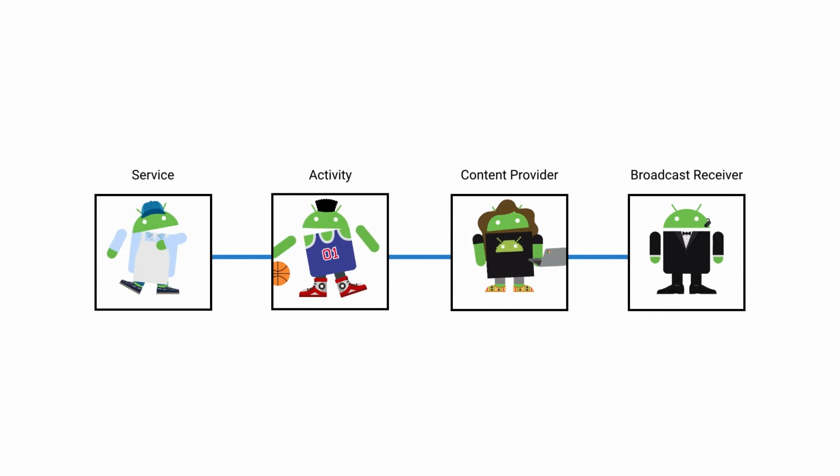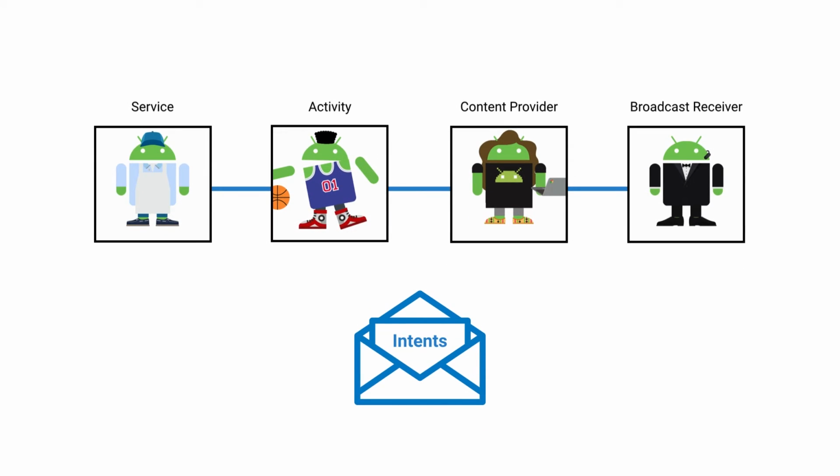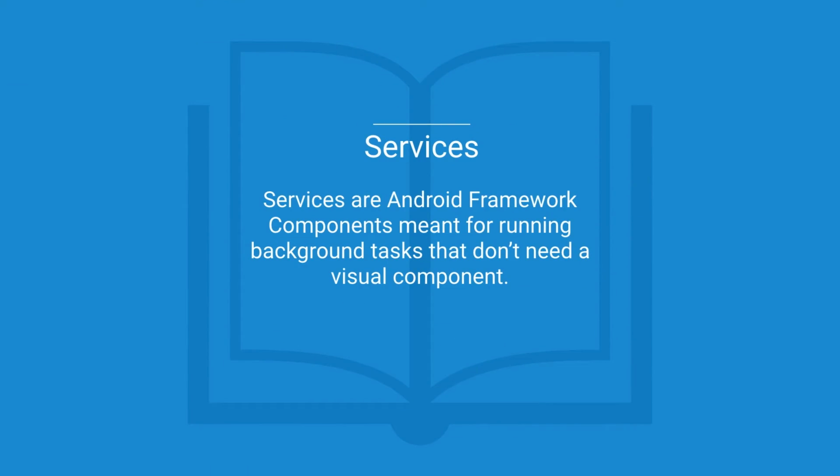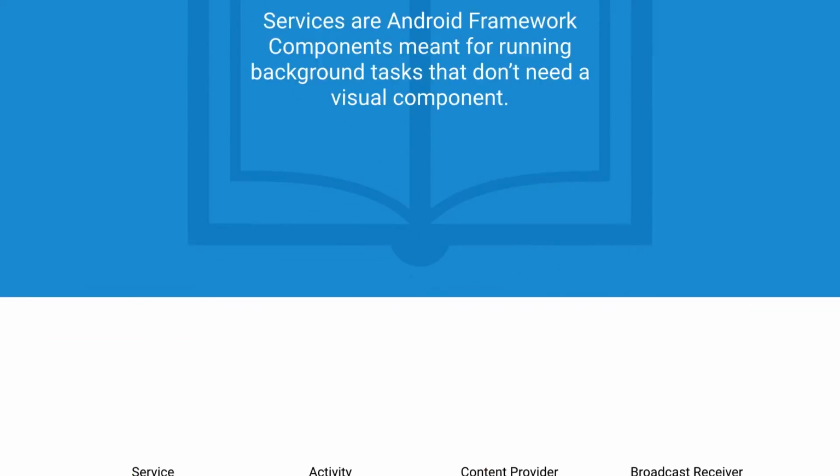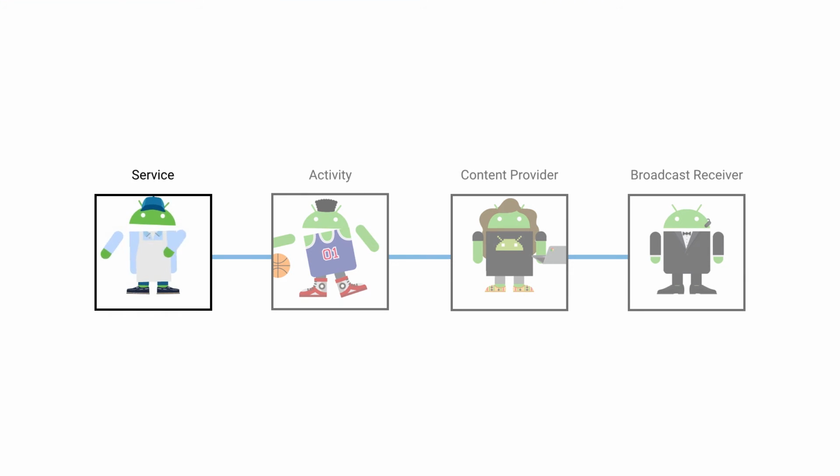Services are one of the 4 primary Android components as described in the Android manifest, including activities, content providers, and broadcast receivers, all connected using intents. Services are meant for long-running background tasks, which don't need a visual component. Because of this, services, unlike activities, do not provide a user interface. An activity can start a service, which will then continue to run, even after the activity is shut down.